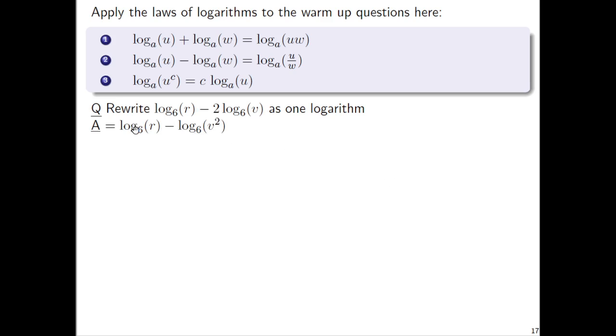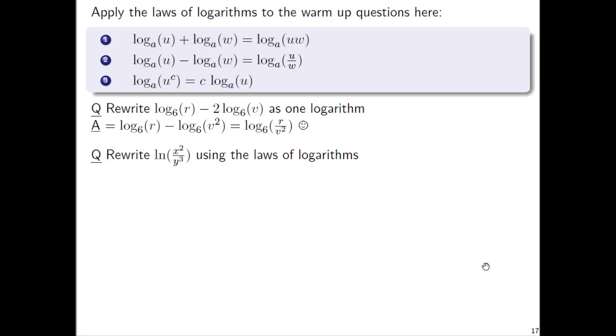And now that we have a logarithm base 6 minus a logarithm base 6, the second formula applies, and we can crunch this all in this one logarithm here. Notice the second formula had 2 logarithms on the left side and 1 logarithm on the right side. So this becomes log base 6 of r over v squared.